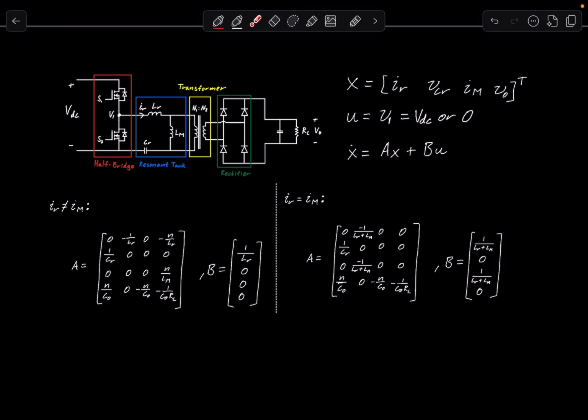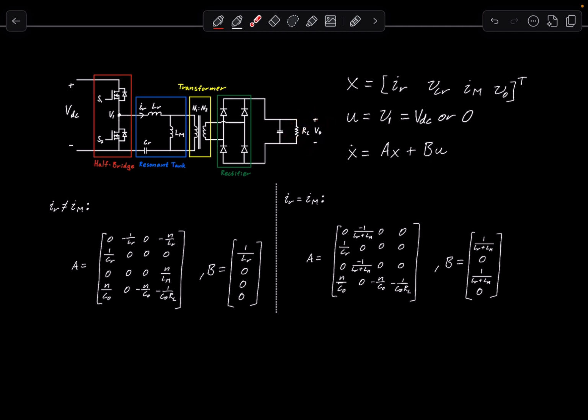In this video, I will show you how to find the state-space model of the LLC converter. In order to find the state-space model, we first need to define the states that we want to observe, which is x. So IR is the current flowing through the resonance tank, and VCR is simply the voltage over the resonance capacitor. IM is the magnetizing current, which is the current flowing over LM. And Vout is the output voltage.